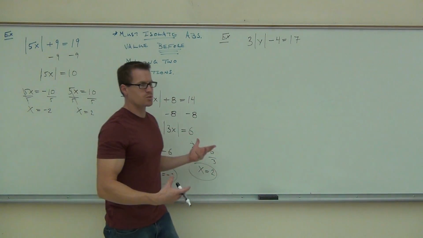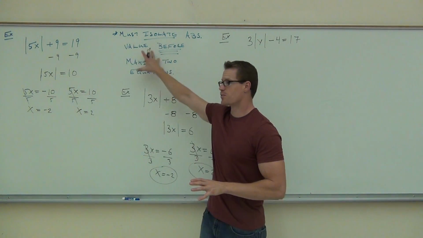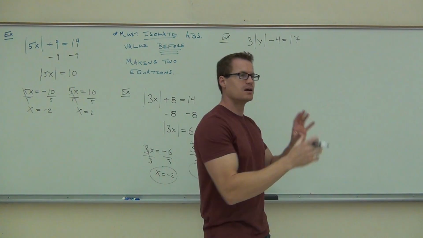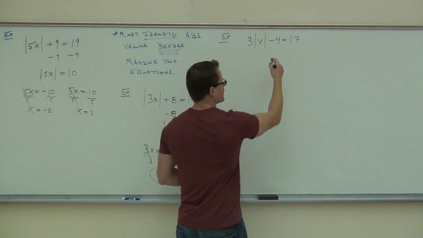So what we really have to make sure we're doing is isolating the absolute value. It's up here on the board. Isolate the absolute value before you do any making two equations out of this thing. Yeah, you're right, add the 4.